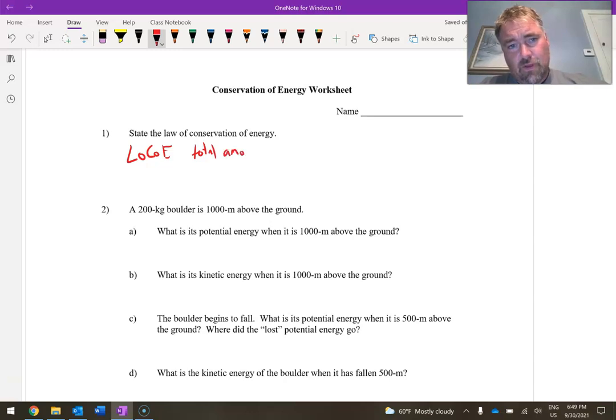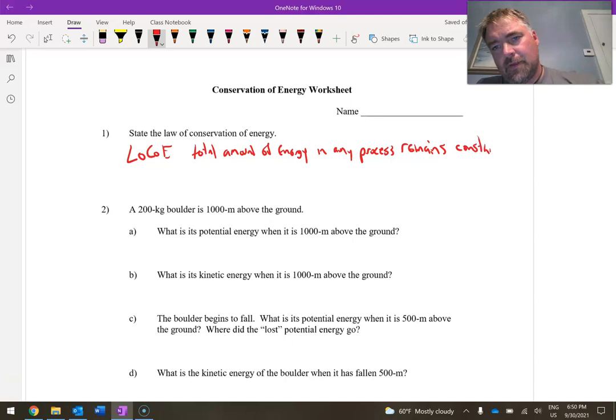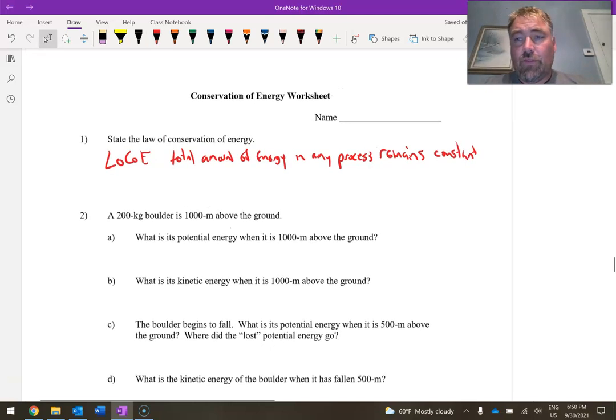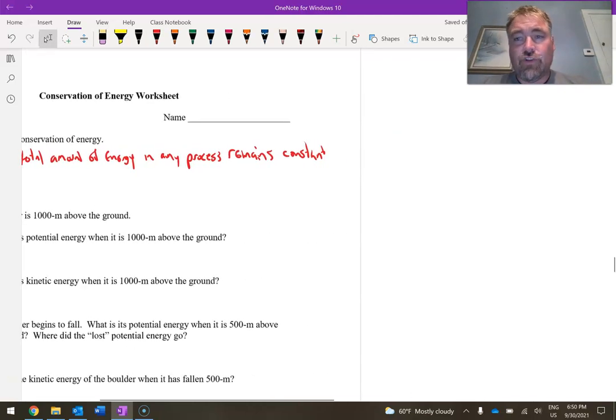So I'll write that out. Total amount of energy in any process remains constant. Now you will see me write this when there's no friction and the energy transfer is just between potential and kinetic and back and forth.